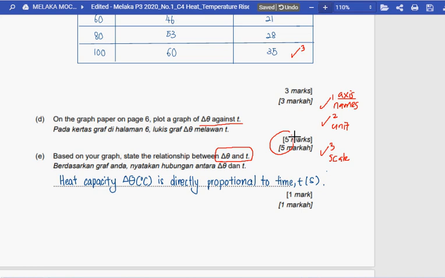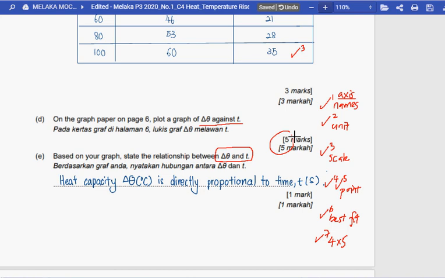Now tick number 4 and number 5 will be for the points that you transferred. If all are transferred correctly, you will get double tick. If one is wrong, you get only tick 4, tick 5 you cannot get. And then tick number 6 will be for the best fit graph. And then tick number 7 will be for the size of your graph. Normally we look at 4 by 5 squares of 2 centimeter. That is the minimum size of the graph.